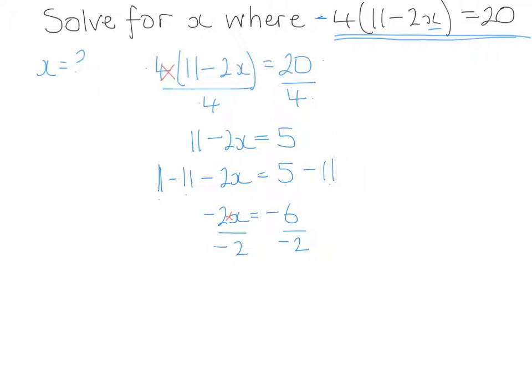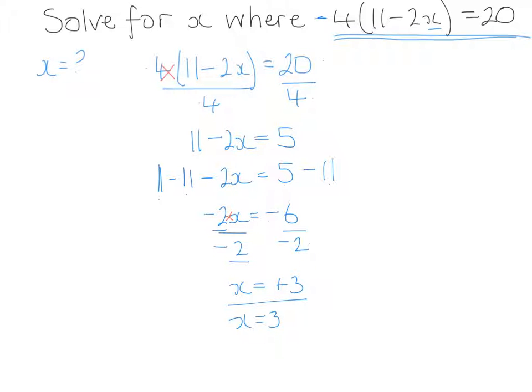Now, this may be a little bit tricky to follow, but I'm hoping you can understand. Times by minus 2, divide by minus 2. Their opposites will cancel out and just leave the x. Now, a minus divided by a minus is a plus, and 6, how many 2's is 3. So the answer is x equals plus 3, or just plain x equals 3.